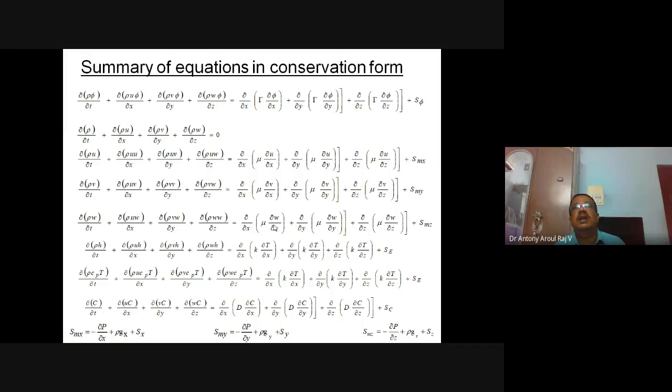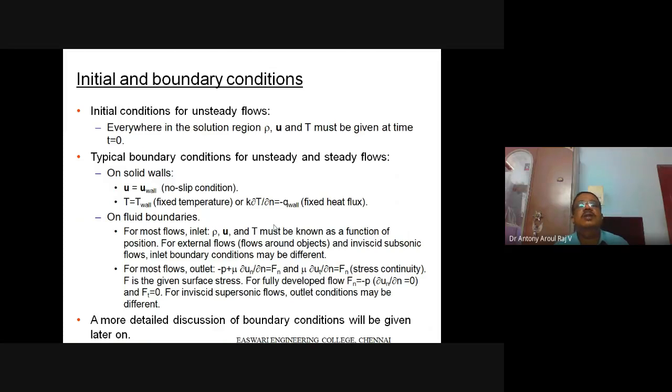Similarly, a thermal boundary condition also I have to give. Similarly, concentration, species concentration, if you want to give, that also I have to give individually. That is how I have to solve with the boundary conditions.